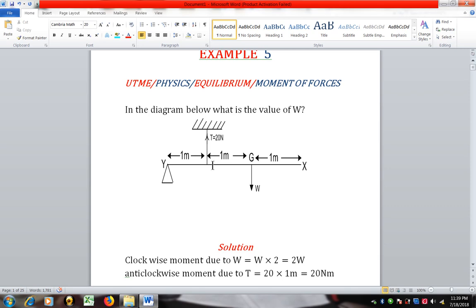Remember, this force T, which is acting upward, will generate anti-clockwise moment. We tend to lift up the bar with respect to the fulcrum, and therefore it generates anti-clockwise moment. Whereas force W will push the rod down and therefore tend to generate clockwise moment. So when we calculate our clockwise moment and then the anti-clockwise moment, we must equate them to be able to solve for W.